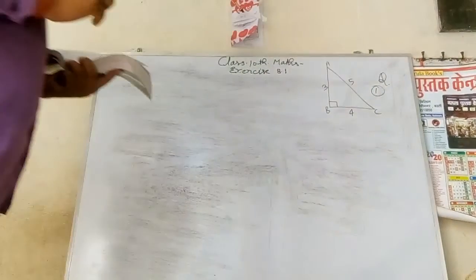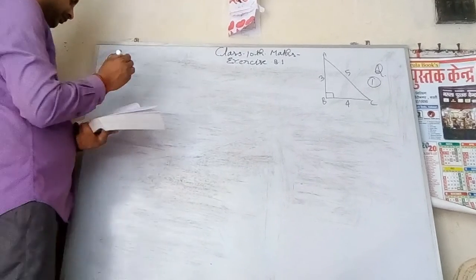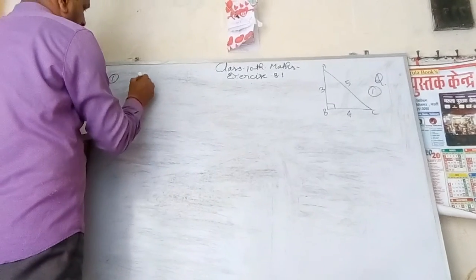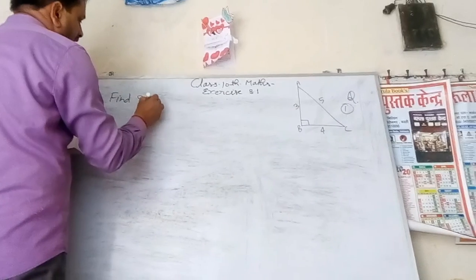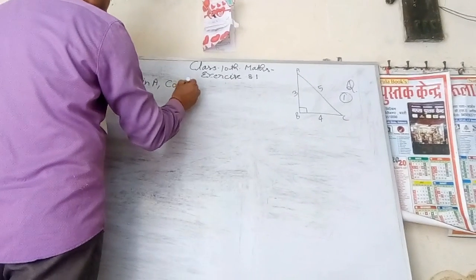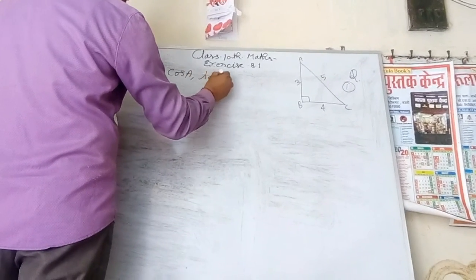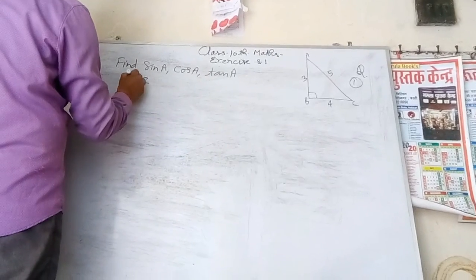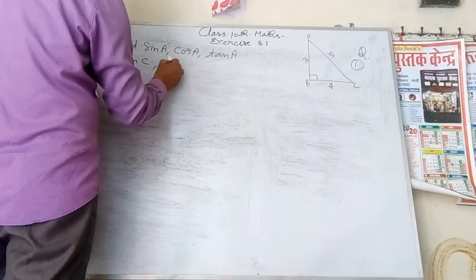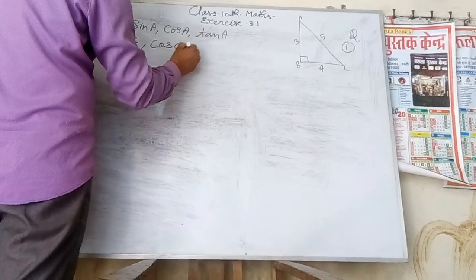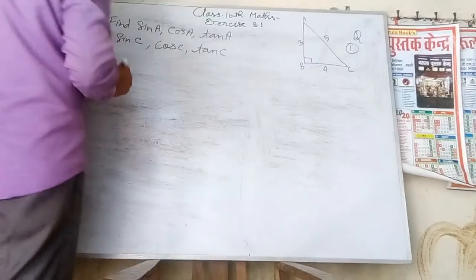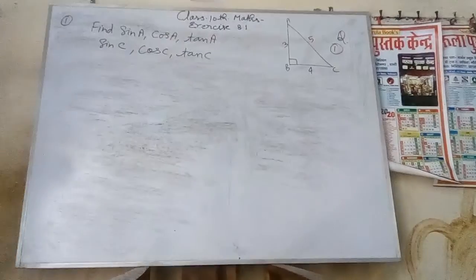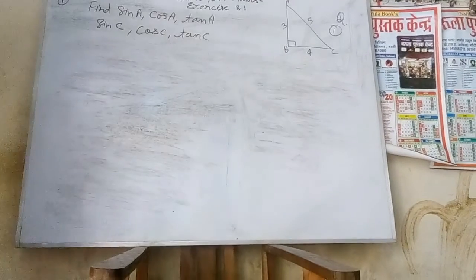For the question number 1 figure, we are asked to find the value of sin A, cos A, tan A, sin of angle C, cos of angle C, and tangent of angle C. It means we have to find the sine, cos and tan of both angles. Angles A and C are the remaining angles, and we have to find their sine, cos and tan.